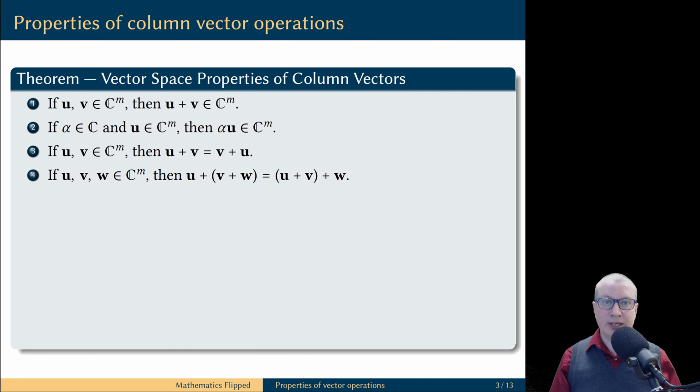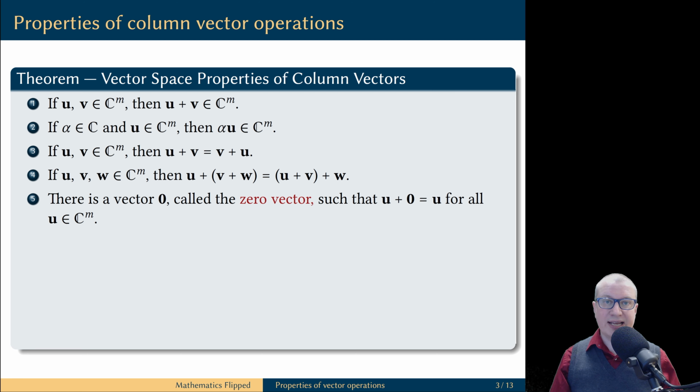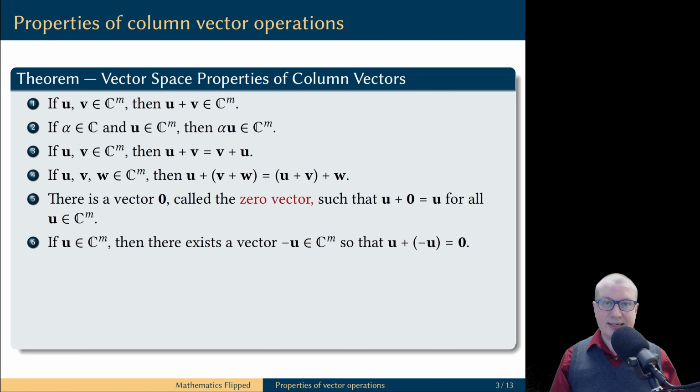The fifth property says that there is a special vector called the zero vector, which serves as a neutral element with respect to the operation of the addition of vectors. If you add this zero vector to any vector u, then you will not have changed the original vector u. Property 6 says that for each vector there is an additive inverse. Namely, for each vector u, there is a vector which we denote by negative u, which has a property that vector u plus vector negative u is equal to the zero vector which was defined in the previous property.